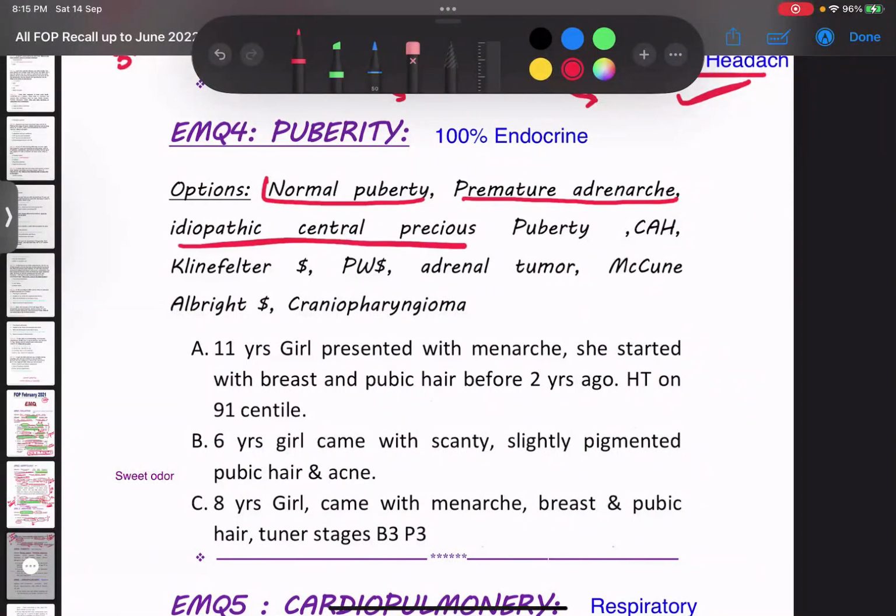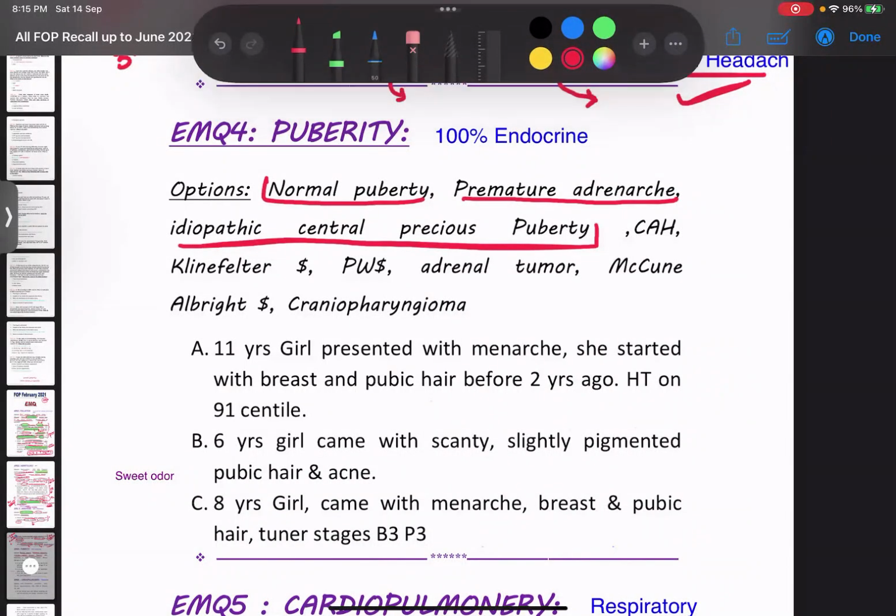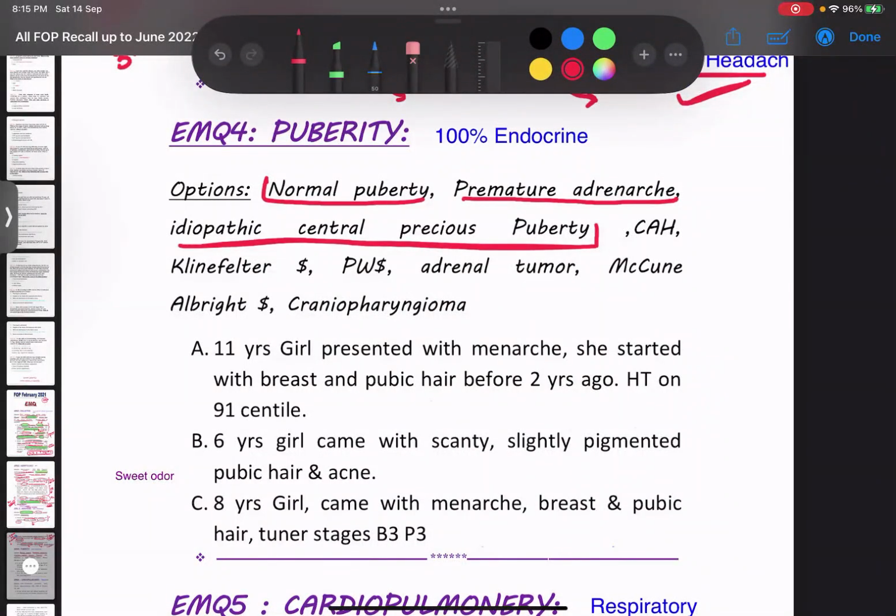Central precocious puberty. What is the central sign of puberty in a girl? Menstruation. What about in a boy? Testicular enlargement. Yes, absolutely. The central sign of puberty in a boy is testicular enlargement. Also, it is the first sign of puberty in a boy. And then the central sign of puberty in a girl is menstruation or menarche.